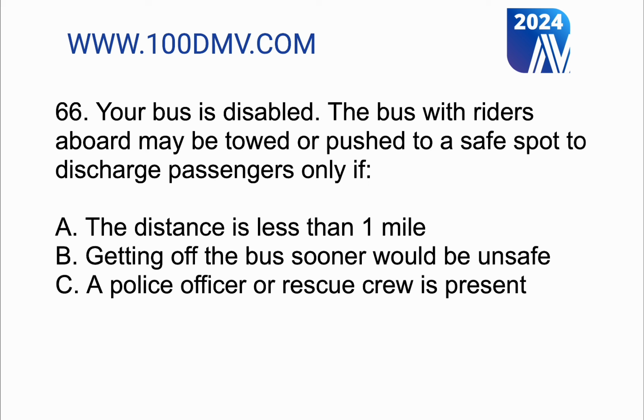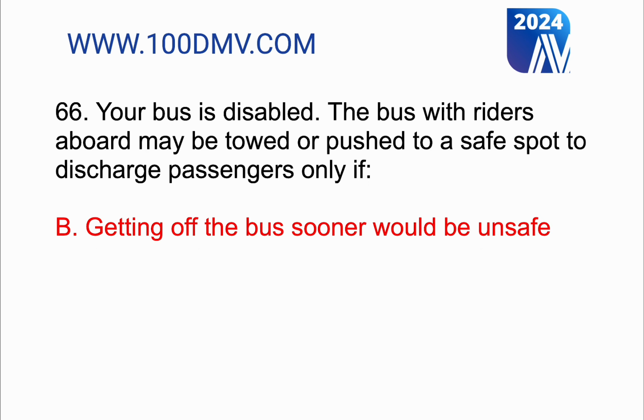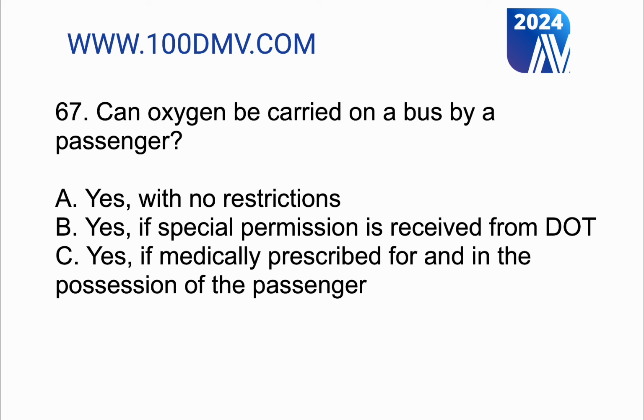66. Your bus is disabled. The bus with riders aboard may be towed or pushed to a safe spot to discharge passengers only if A. The distance is less than 1 mile. B. Getting off the bus sooner would be unsafe. C. A police officer or rescue crew is present. Correct answer? B. Getting off the bus sooner would be unsafe.